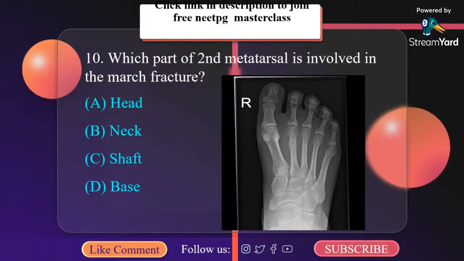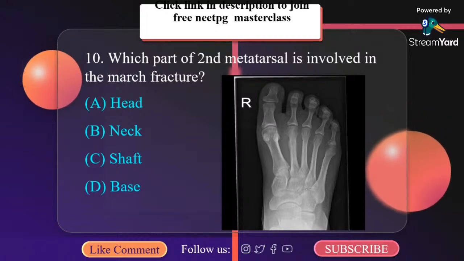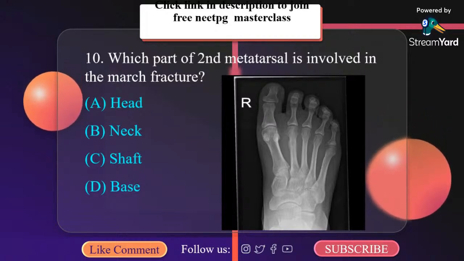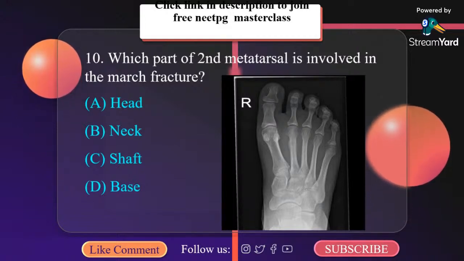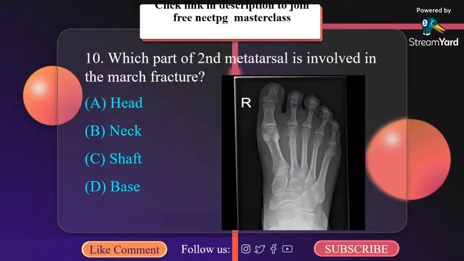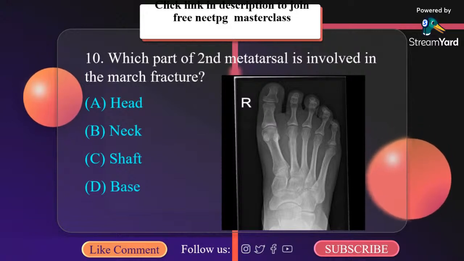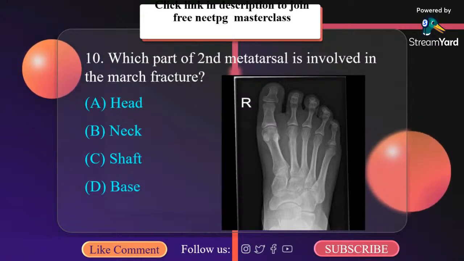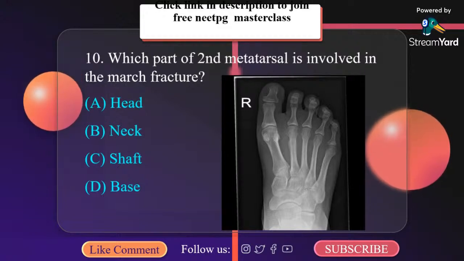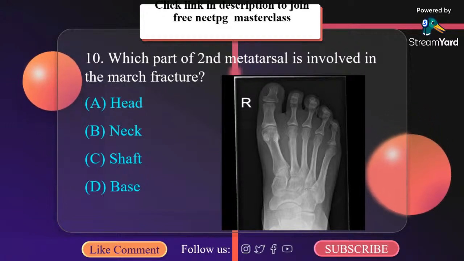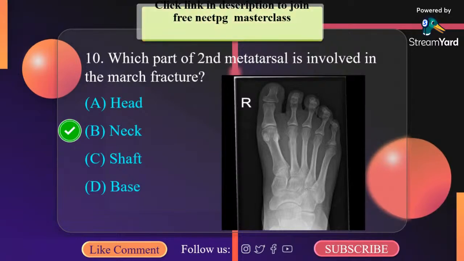March fracture is a stress fatigue fracture of the second metatarsal neck, followed by the third metatarsal neck. The most common site is the metatarsal neck, followed by the tibia. In tibia stress fracture, the site is proximal third in children, middle third in athletes, and lower third in the elderly. So the correct answer here is B, neck, metatarsal neck.